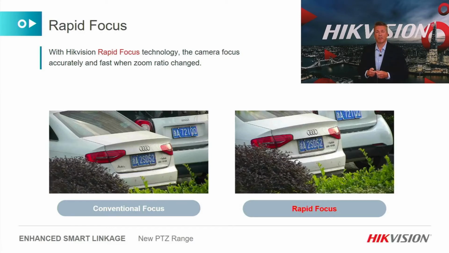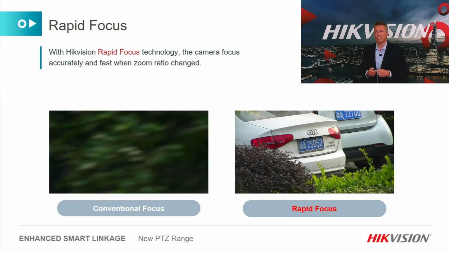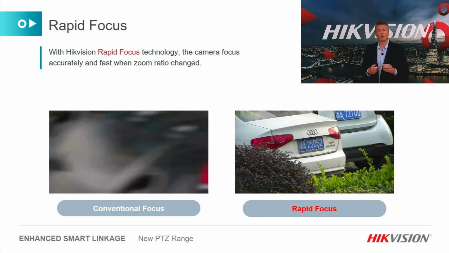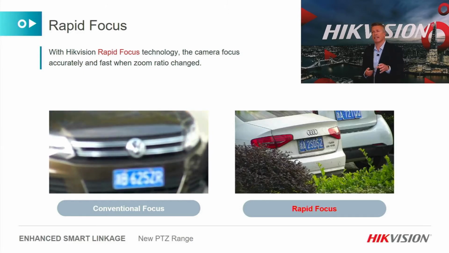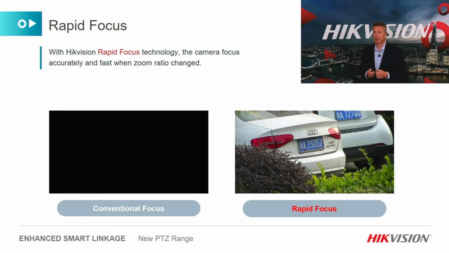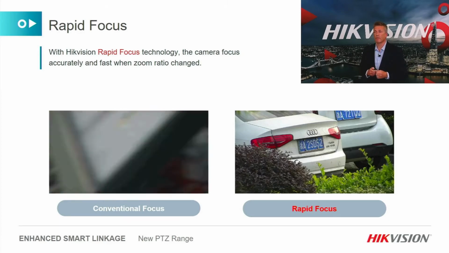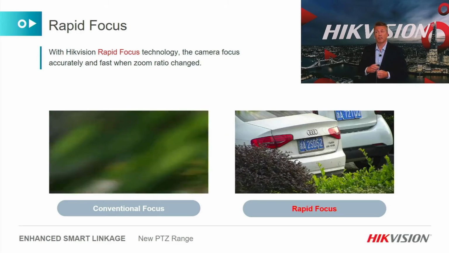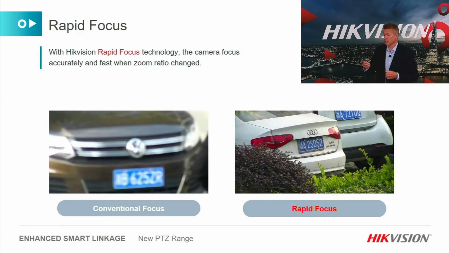Now, rapid focus. For those that have seen rapid focus before in our PTZ range, you've already been amazed. For those that haven't, prepare to be amazed. On the first video, you can see on the conventional focus, we've got a PTZ camera that's panning around, zooming in. We've now focused in on that car. We can clearly see it's a Volkswagen, clearly see the number plate that's on there. Great image.